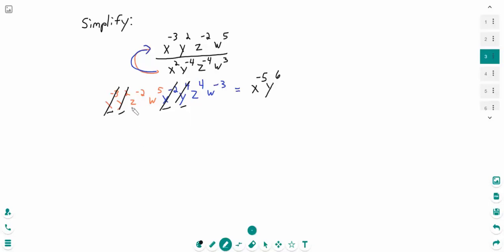Then we have z to the negative 2, and we have z to the 4th. Well, let's combine those. Negative 2 plus 4 is going to be a 2. So the z's are done. We can get rid of those. And then w to the 5th and w to the negative 3. So if we combine those two, we end up with w squared. And then we've used up all of our terms. So our solution, our simplification, is going to be this guy right here.